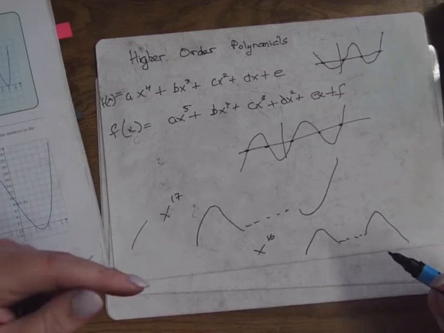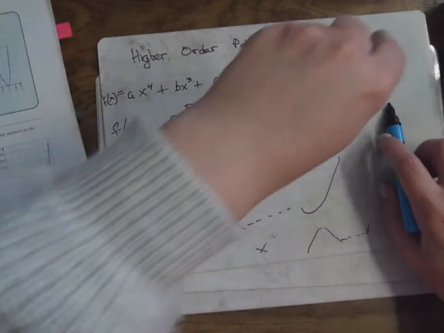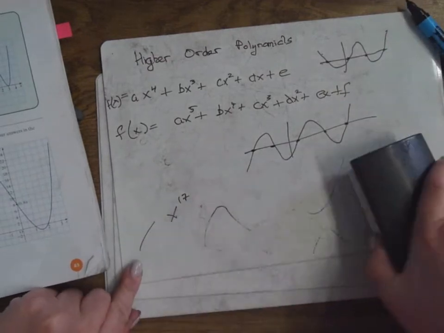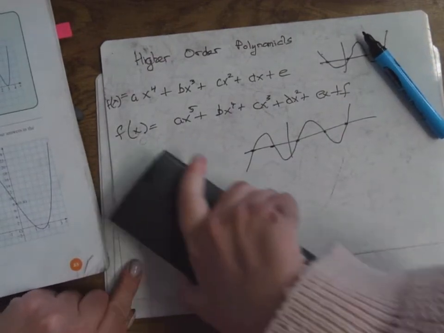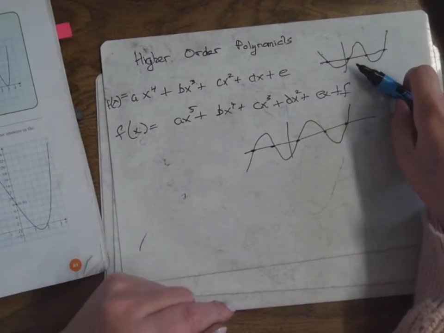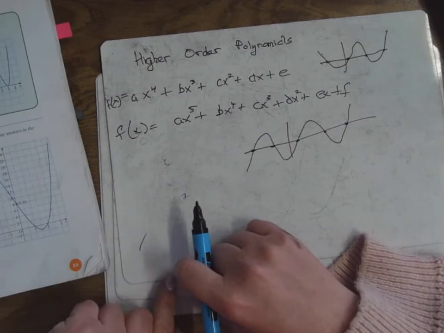Does that make sense to you? So if it's an odd number, it finishes in the opposite direction, and if it's an even number, it finishes in the same direction it came from. Does that make sense? Is that okay?